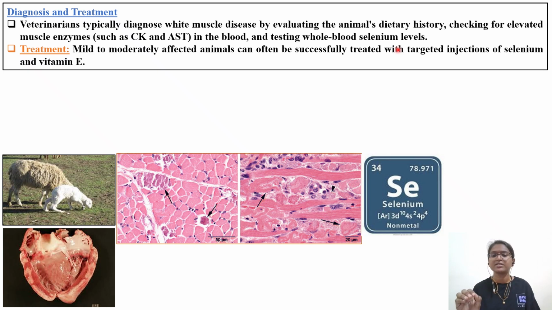You can take the blood samples and check the selenium levels in the blood sample, then you can identify whether there is a deficiency or excess of selenium. Next, how are you going to treat these animals? Mild to moderately affected animals can often be successfully treated with targeted injection of selenium and vitamin E. Since they cannot consume it through diet, what you can do immediately is give selenium injections or vitamin E injections.